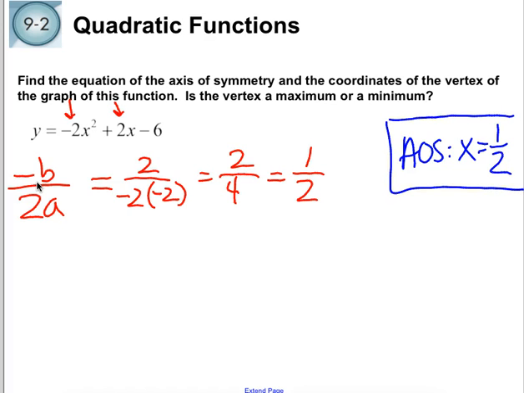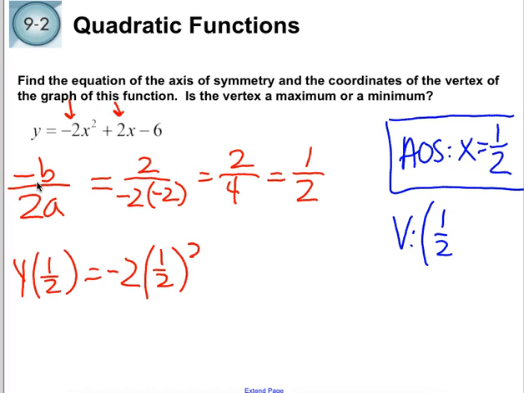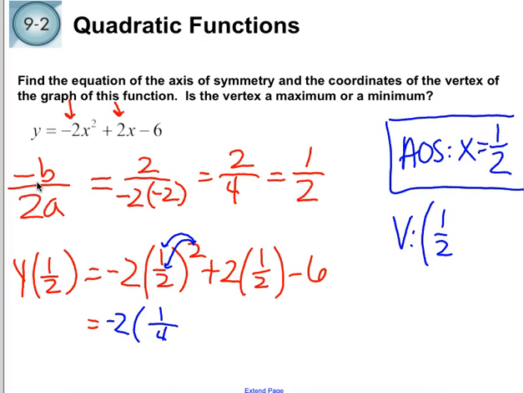Now how do we find our y-coordinate of our vertex? Remember, we plug back into our equation. So y of half equals, now let's plug it in. Alright, so this is a review. Remember, we have an exponent on the outside. You distribute to both parts here. So I have negative 2. 1 squared is 1. 2 squared is 4. Plus half of 2 is 1 minus 6.